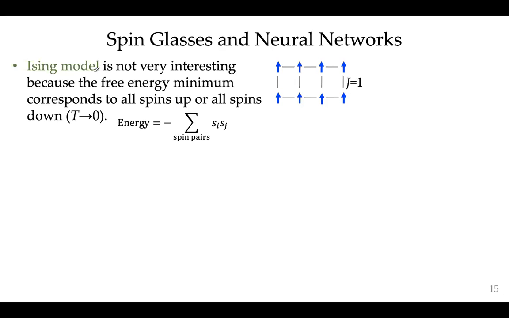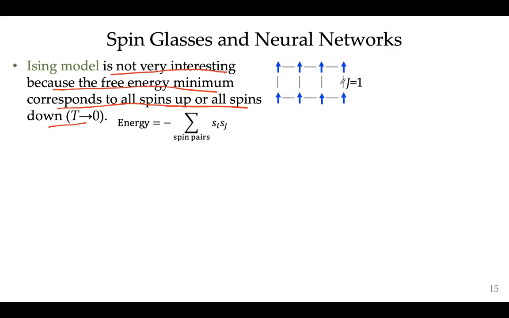Okay, so the Ising model, as you saw, is not really interesting, because the free energy minimum corresponds to the case where all the spins are up or all the spins are down. So when you go to zero temperature, one of the minima, if you remember the free energy, is for all the spins up, the other one is all the spins down.